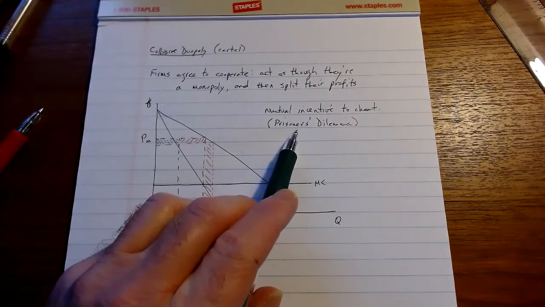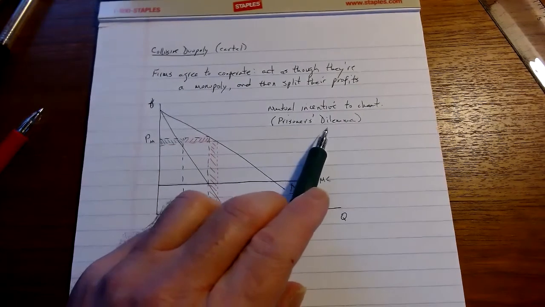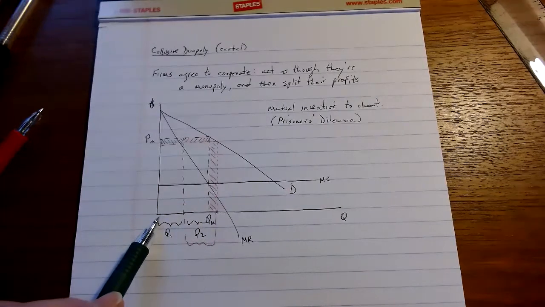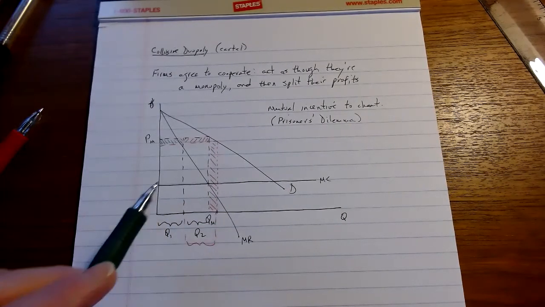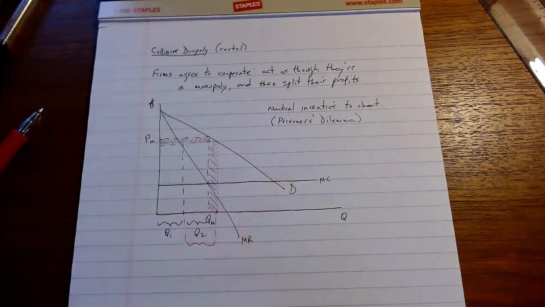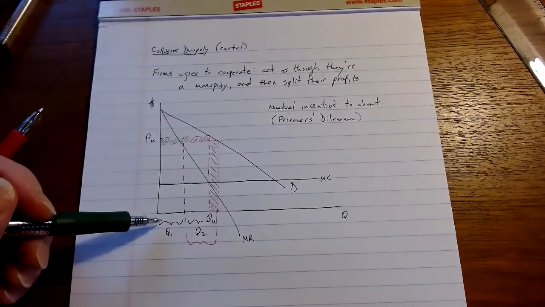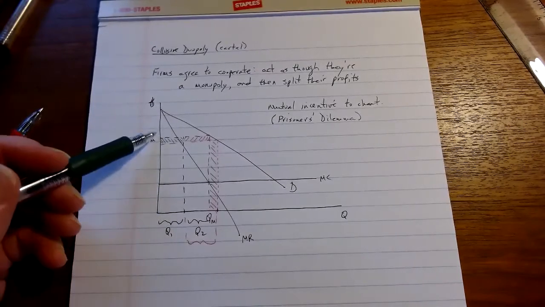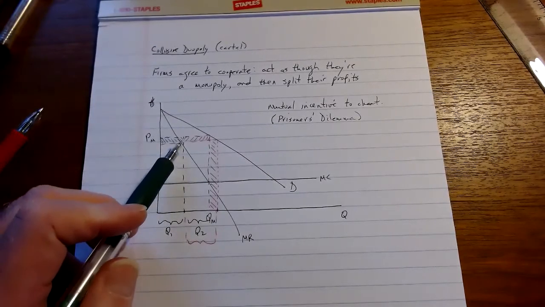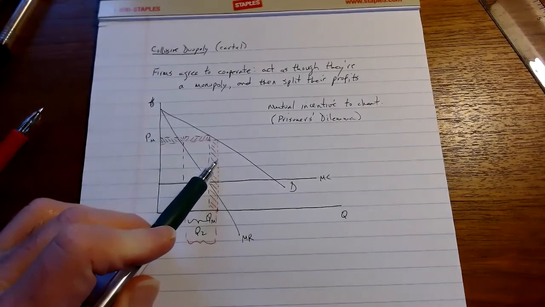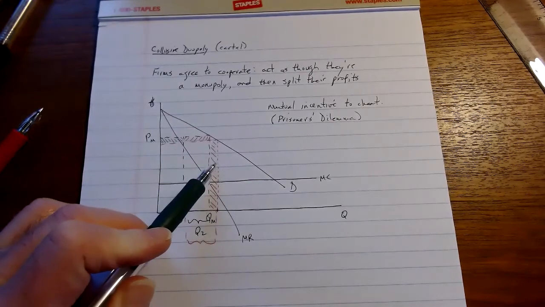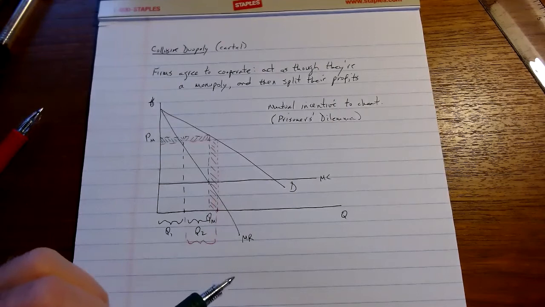So the prisoner's dilemma involves a situation where there's an agreement that's mutually beneficial to everybody, but each member who's agreed to this has an incentive to actually cheat on the agreement. And so cartels are notoriously unstable. And the reason they're unstable is because there's always an incentive for one member of the cartel to cheat its partners.